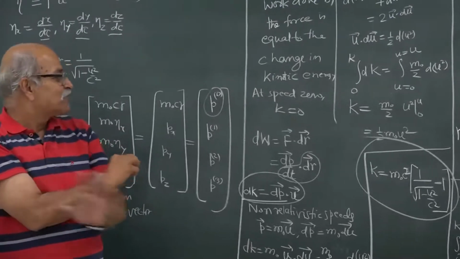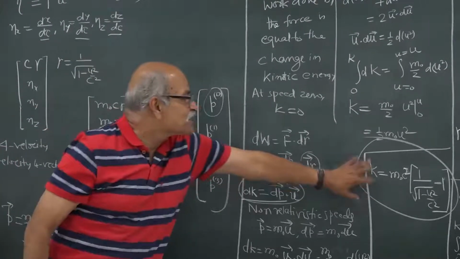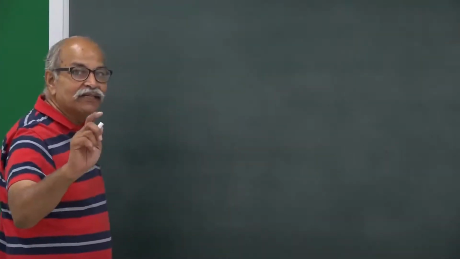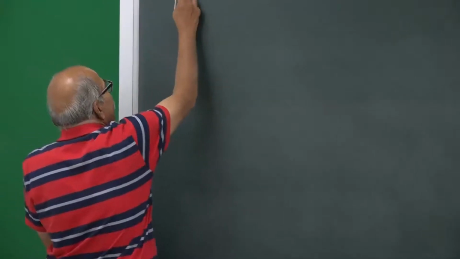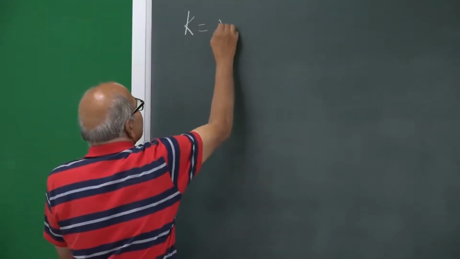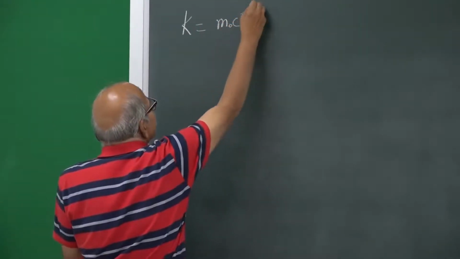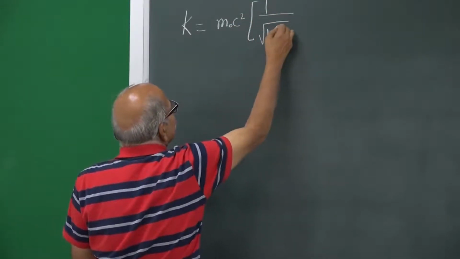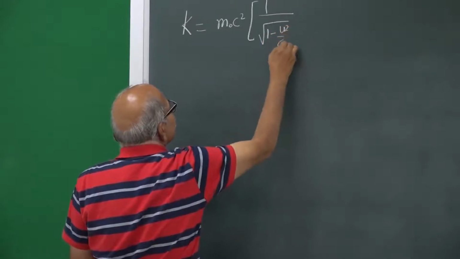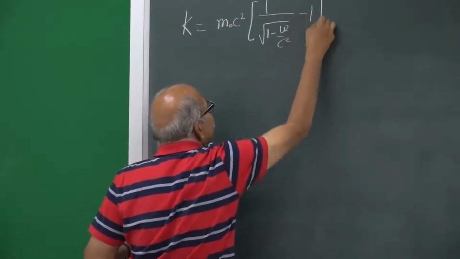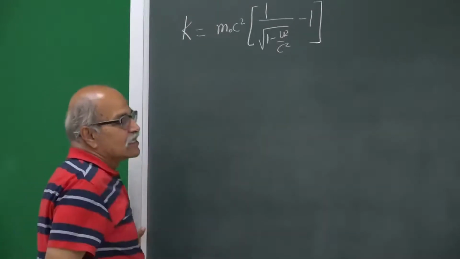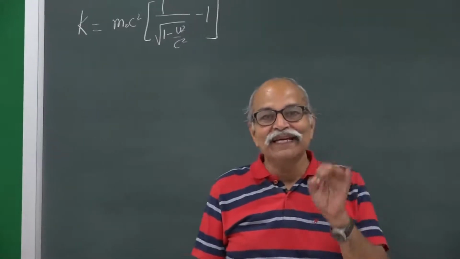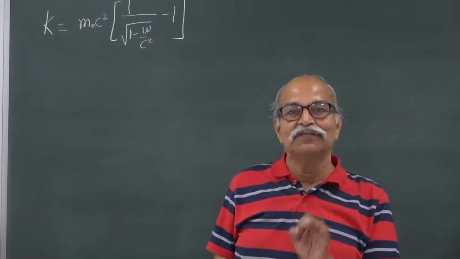Okay. So, let me clean the board, write this expression again and start discussing it. The kinetic energy expression is k equal to m naught c square times (1 by square root of 1 minus u square by c square, minus 1). This is the expression for kinetic energy in place of half m naught u square.